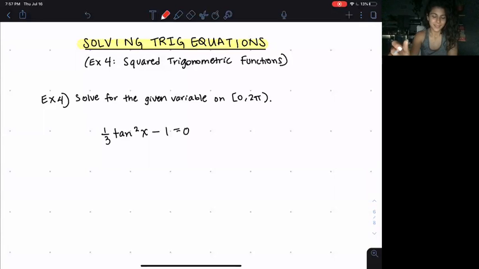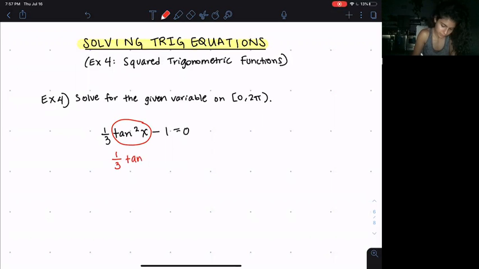Hola. Let's try this problem. 1/3 tan squared x minus 1 equals 0. We know that the first thing we need to do is isolate our tangent expression. So I'll go ahead and move the 1 to the other side.